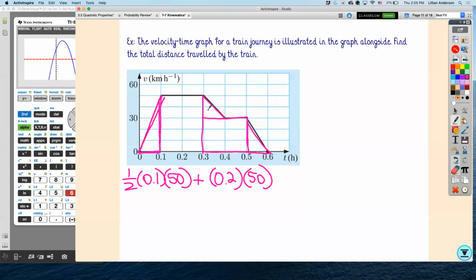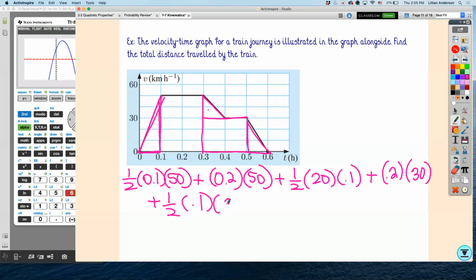Now I got this little triangle right up here. So that's 1/2 times 20 times 0.1, my height times my base. I got another quadrilateral. That's 0.2 times 30. And then I have a triangle, which is 1/2 times 0.1, and my height is 30. This could very well be done without a calculator because 0.1 just means you move the decimal place of the bigger number over. So this ends up being half of 5.